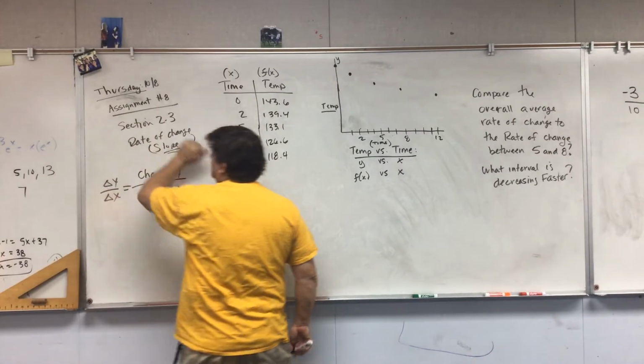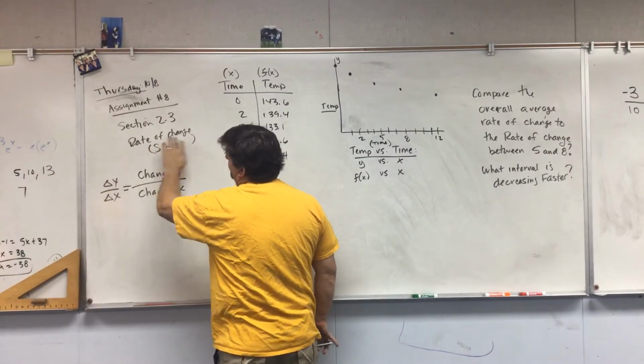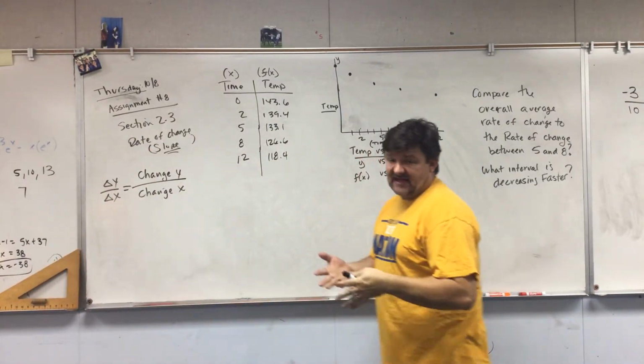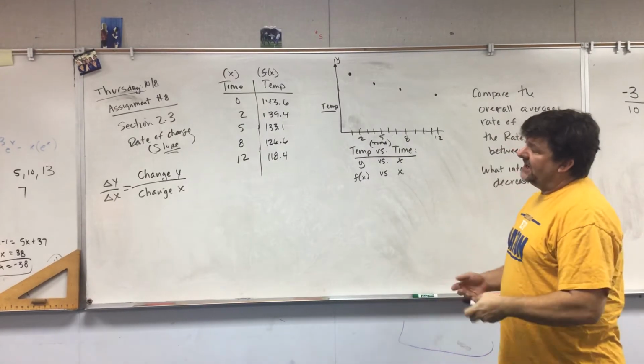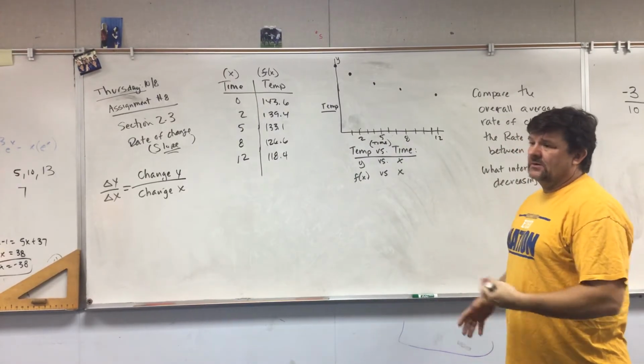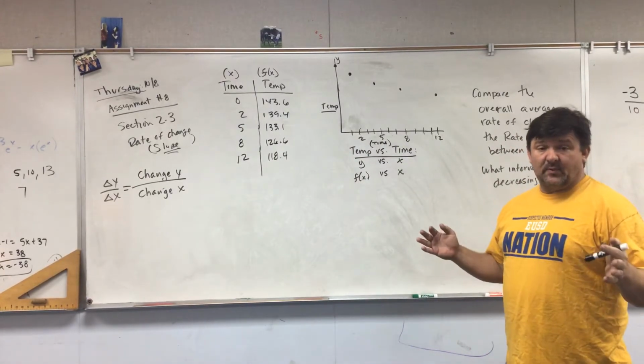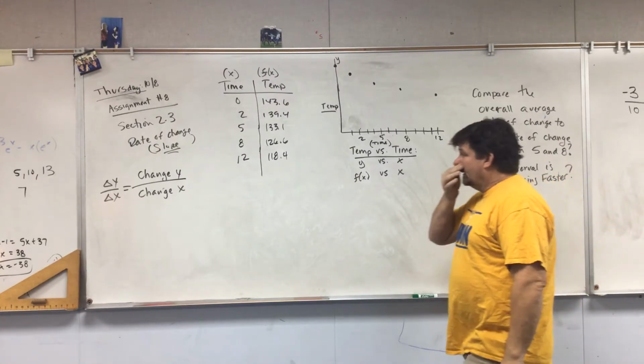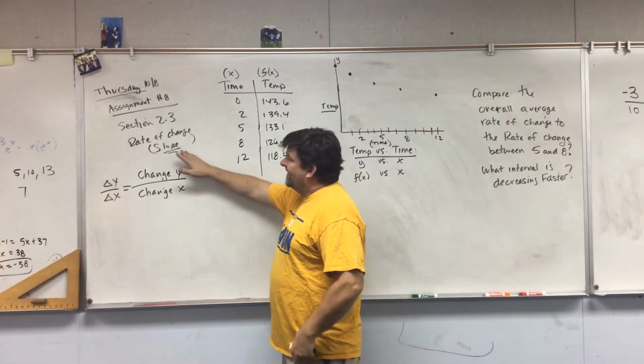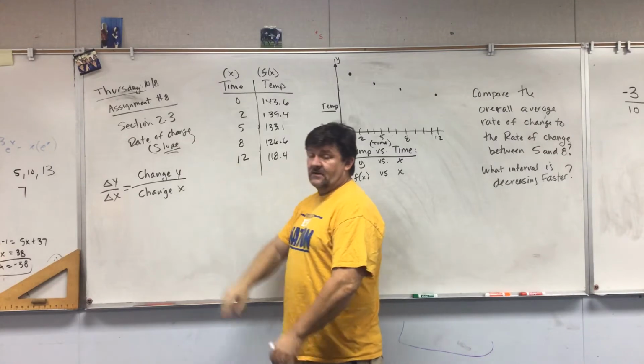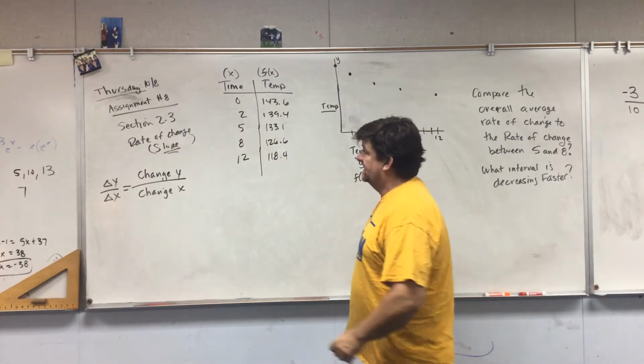Thursday, 10-8, assignment number 8, section 2.3, rate of change. Rate of change is technically the slope, but rate of change is really kind of the slope at any given point of the line. So we can find the slope or the rate of change for a curve, whatever it needs.